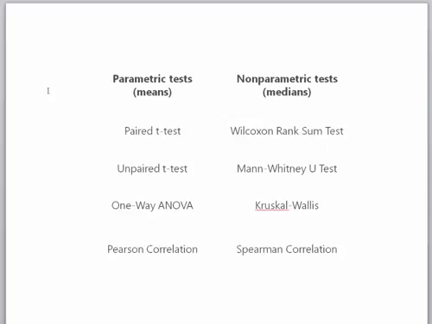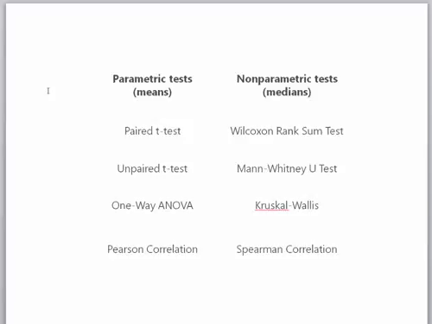So to do a quick comparison of the parametric test, where we're comparing means, versus the non-parametric test, where we're comparing medians: you have a paired t-test. In that case, you would have someone where maybe you're doing a before and after of a treatment or a drug or something like that. And the Wilcoxon signed-rank test does that for the non-parametric tests. For an unpaired t-test, that's the Mann-Whitney U-test.